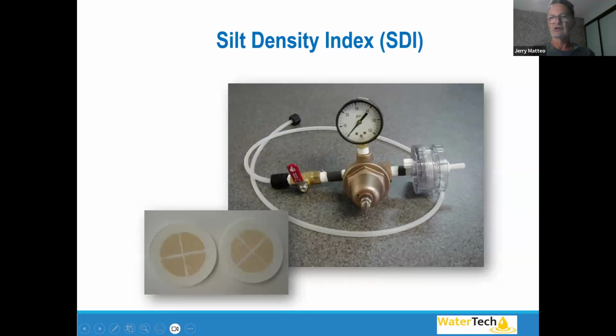And it's more an indication of, for example, if you have super, super fine particles, they could blind your filter real quick. Even though maybe it's not a high quantity of particles, they are not good for membranes because they'll blind it quickly and stop the flow.